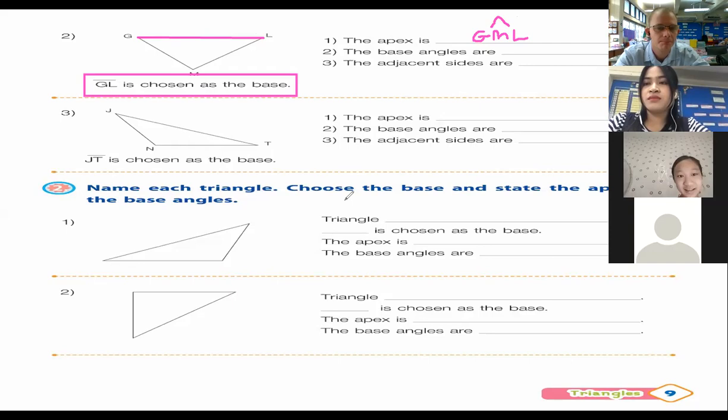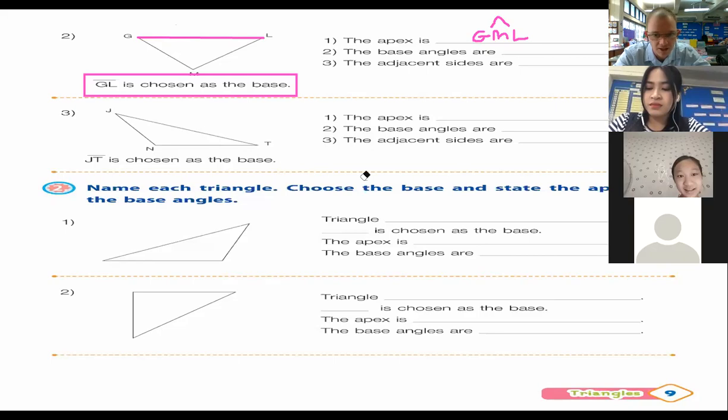Anyone? I'll draw you what the angles are. So the pink ones, they are the base angles. We need to answer that now. Oh wait, let me change the color. Sorry, let me change the color so I don't confuse you.